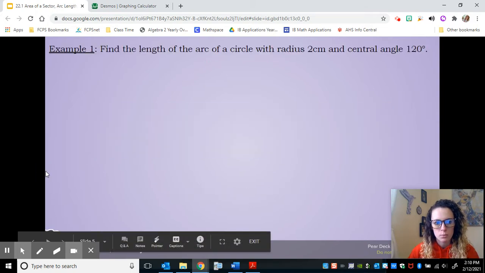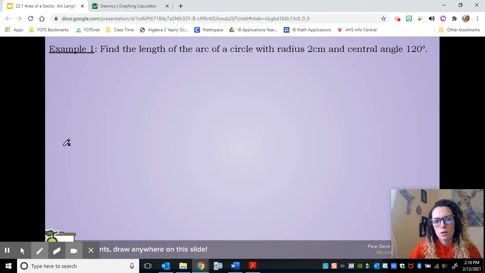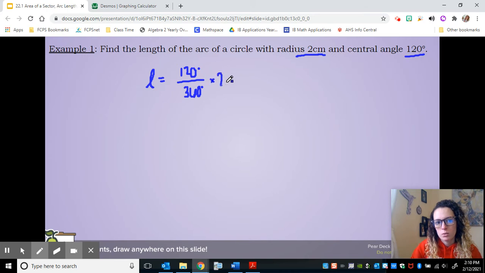So let's use it in an example. Example 1: we're asked to find the arc of the circle, or the length of the arc of the circle, with radius 2 centimeters and central angle 120 degrees. So again, just using that formula from the previous page, my length equals the angle that I'm given in degrees, 120, divided by 360 times 2 pi times the radius, which is 2.